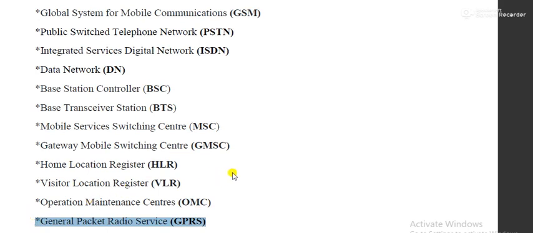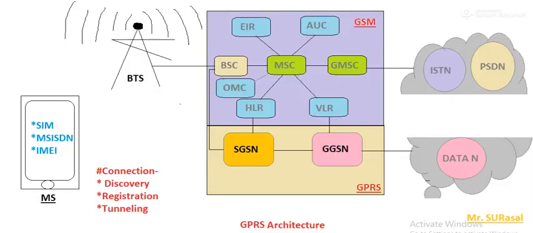In today's session, let's finish the remaining part of GPRS. This is the architecture of GPRS. You can see the GSM components are also very important in this case. Basically two new components are added to this GPRS architecture, SGSN and GGSN.